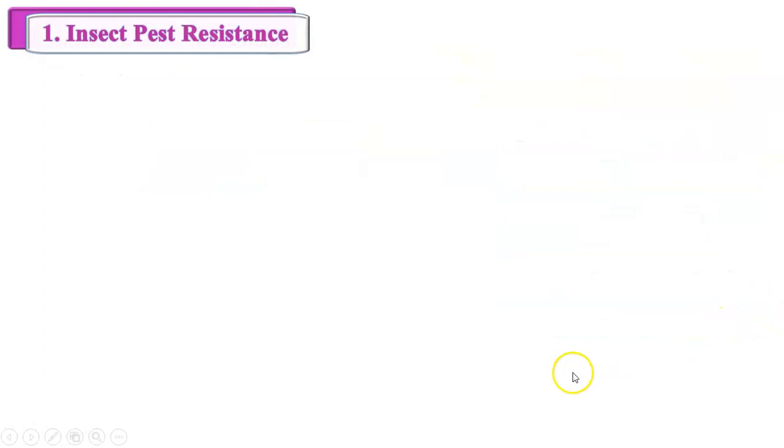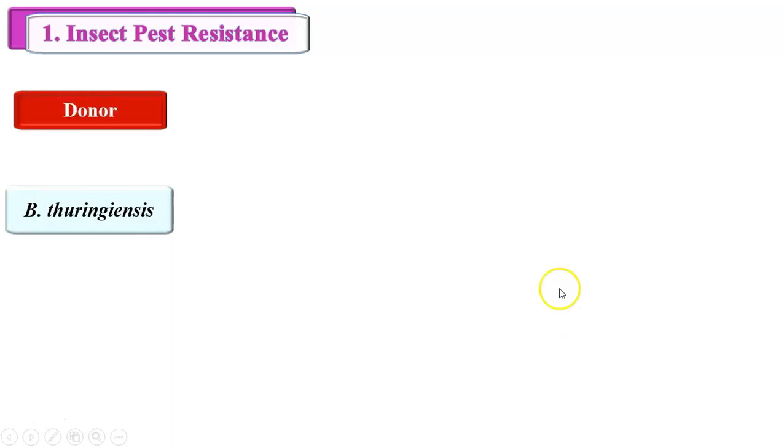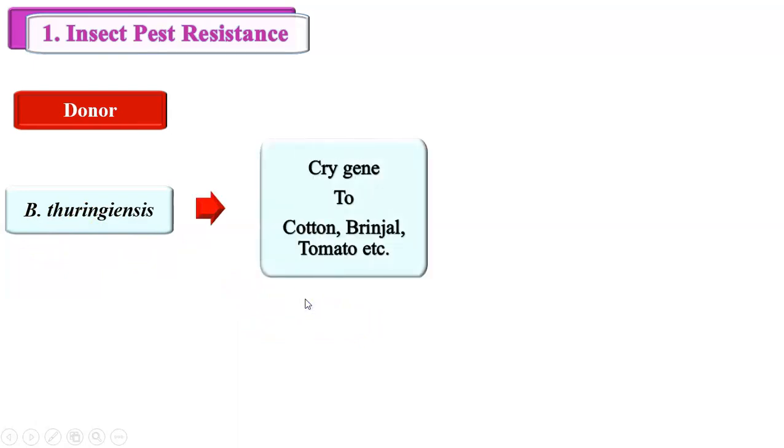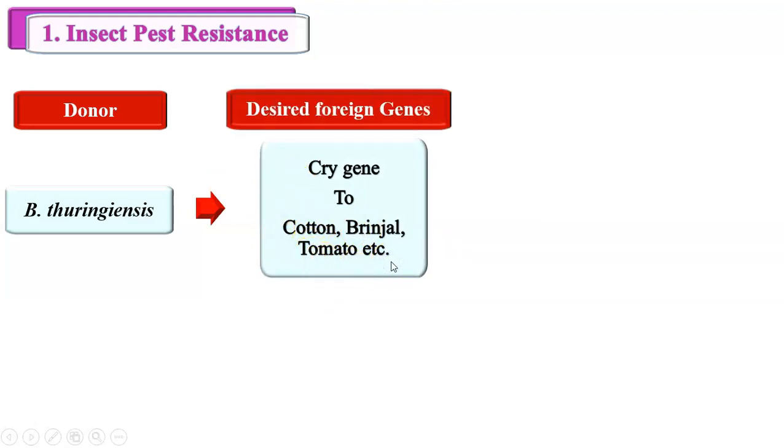First one is insect pest resistant. Instead of using chemical pesticides or even biological pesticides, the best way is to produce a plant which itself is pest resistant. For that, one example we can take is the donor, that is the gene from Bacillus thuringiensis bacteria. It is the cry gene and is introduced into the host like cotton, brinjal, tomato, etc. So the desired foreign gene is the cry gene.